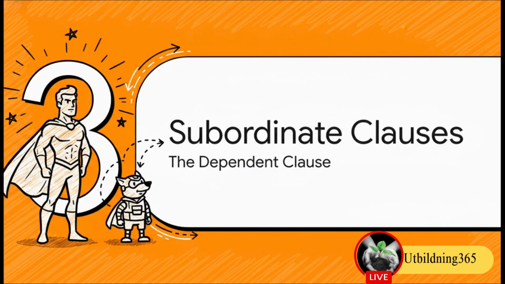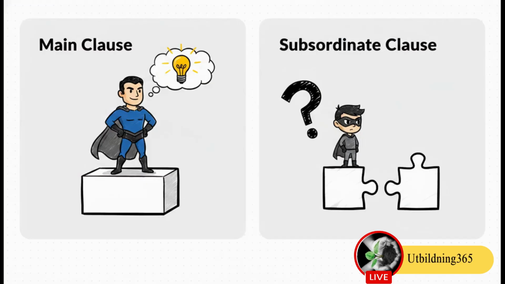But wait, there's another type of clause, right? Yep, meet the subordinate clause. Now, if the main clause is the hero, think of the subordinate clause as its trusty sidekick. It's super important, but it kind of needs the hero around to function. The difference is actually really simple. A main clause makes sense all by itself. A subordinate clause, on the other hand, just feels incomplete. It totally depends on a main clause to give it meaning. It's there to add extra flavor and detail, but it needs that main clause to hold it up.